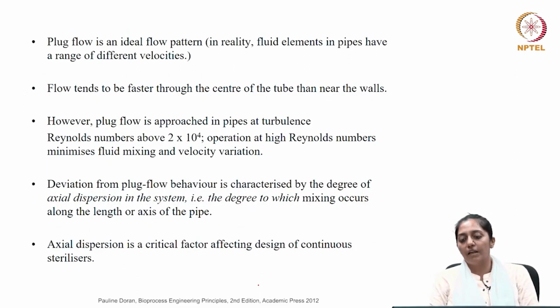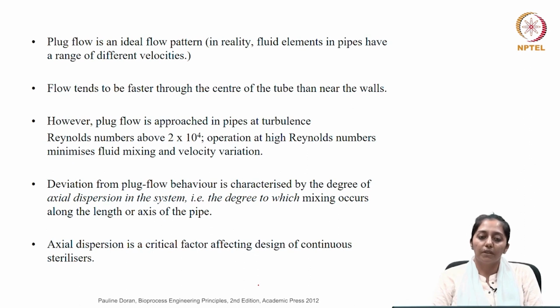In reality, the fluid elements in a pipe have a range of different velocities. Now, flow tends to be faster through the center of the tube than near the walls. However, plug flow is approached in pipes at turbulence. Now, at Reynolds numbers above 2 × 10^4, operation at such high Reynolds numbers can minimize fluid mixing and the velocity variations. So, deviation from plug flow behavior is characterized by the degree of axial dispersion in the system.